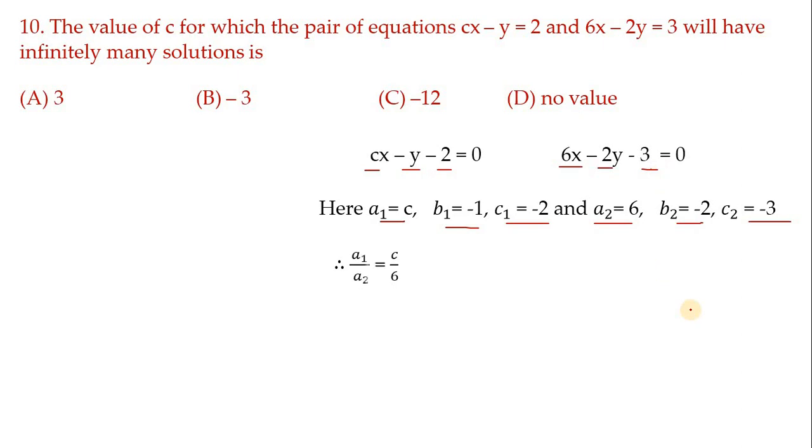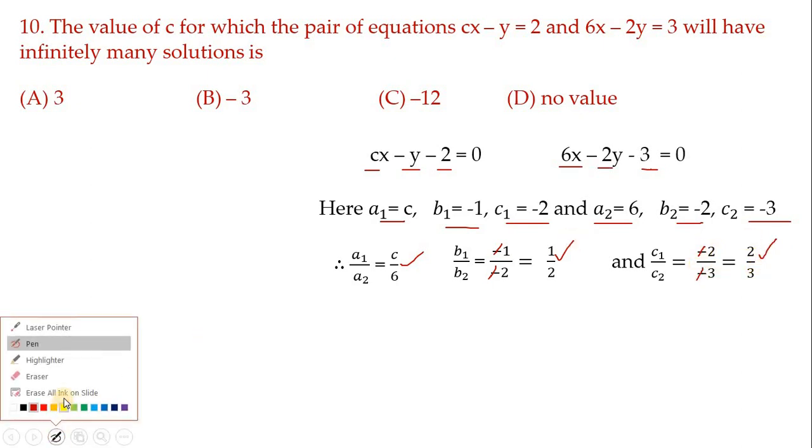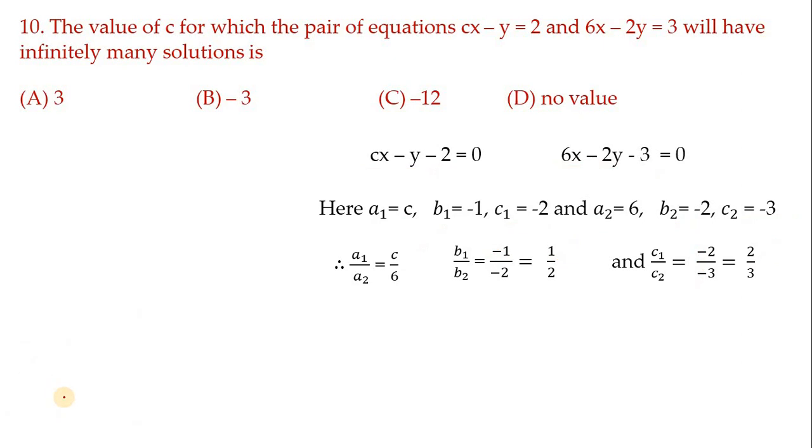Let us find the ratios. a1 by a2 is c by 6, and b1 by b2 is -1 by -2. Here minus and minus get cancelled, and we get 1 by 2. Next c1 by c2, children. Here also minus and minus get cancelled, and we get 2 by 3. Now if you use your mind work, you can easily answer.